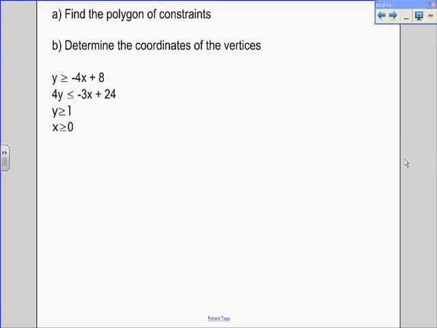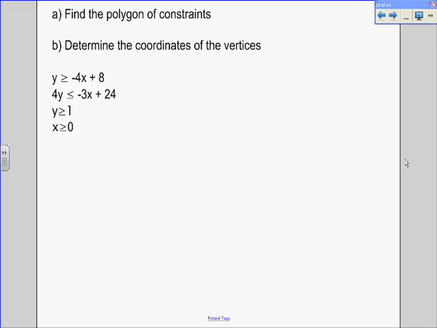Right, so what are we working on today? We're going to work on, again, finding a polygon of constraints, so graphing all of these inequalities on the same graph and finding what that area is that they all have in common that solves all of these inequalities. And in addition to that, we're actually going to start working on finding the coordinates of the vertices. So that means figuring out all of the intersection points between the various boundary lines for these inequalities.